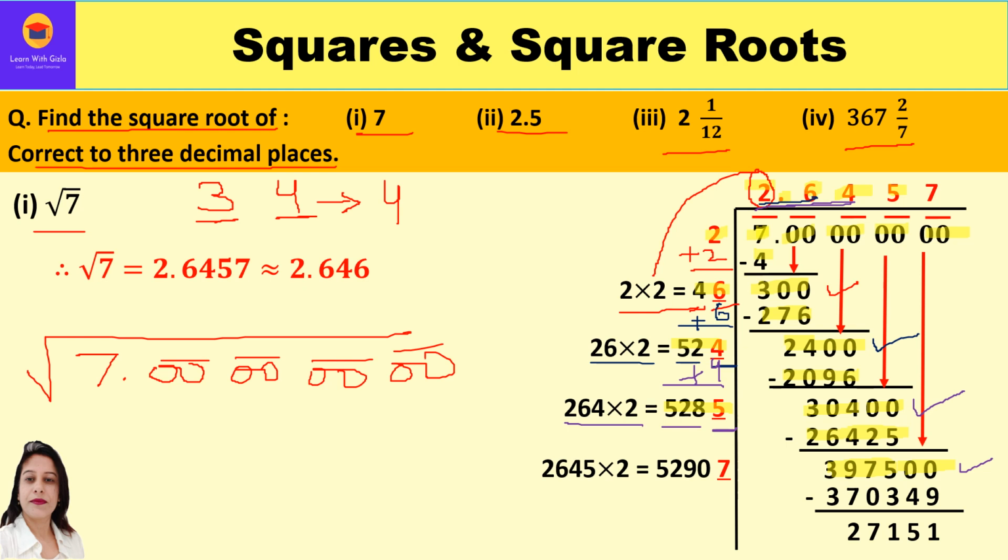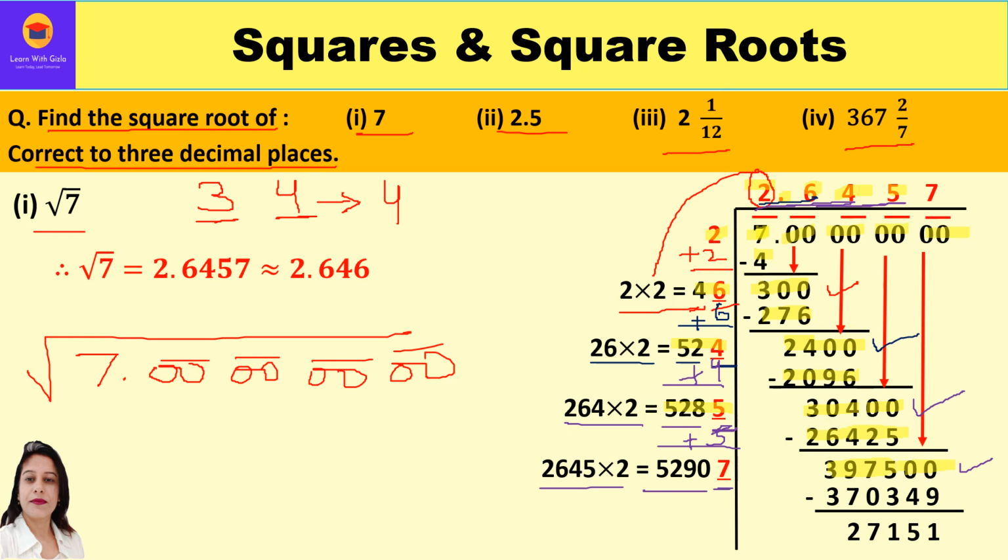Now my new quotient, if you see over here, is 2645, right? New quotient is 2645. So I will take it and double it. That means multiply by 2, I will get 5290. Keep a blank over here. Or simply we could have added the newly added quotient, that is 5. So 5290, I can get that way also.